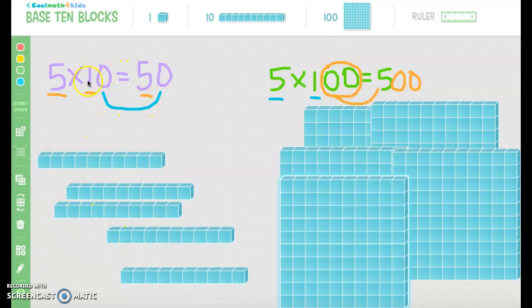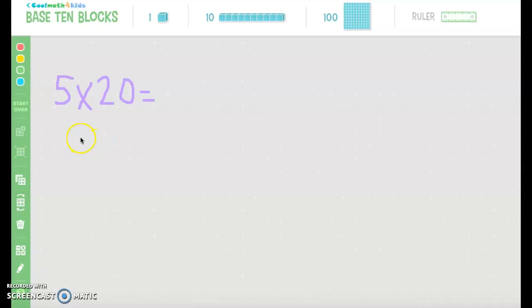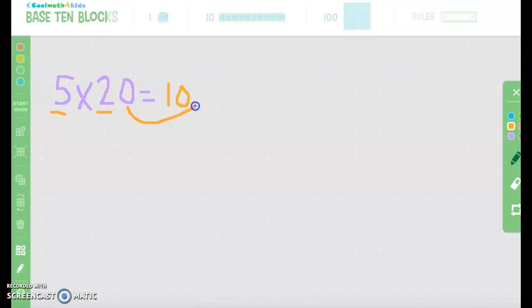Now, if I had 5 times 20, I wonder what that would look like. Okay, so now I have to shift my thinking a little bit. Now I have 5 times 20. So I'm going to think to myself, well, I know that 5 times 2 equals 10. And I can put that 0 on the end of it. So my answer should be 100.